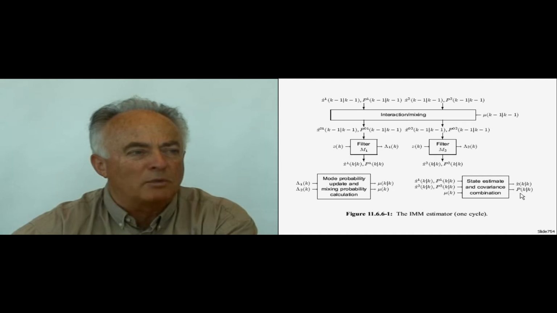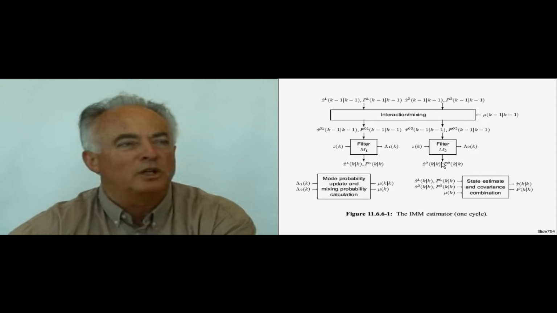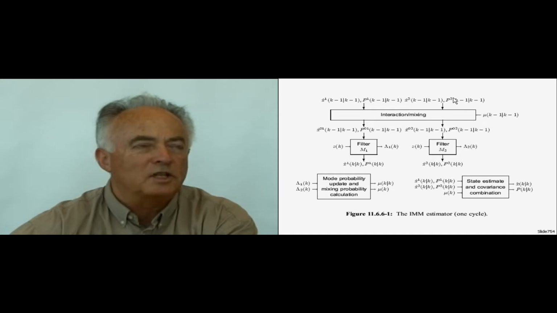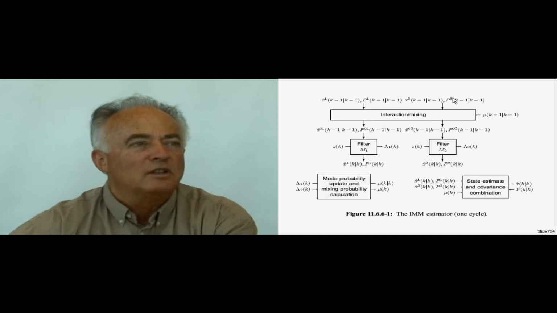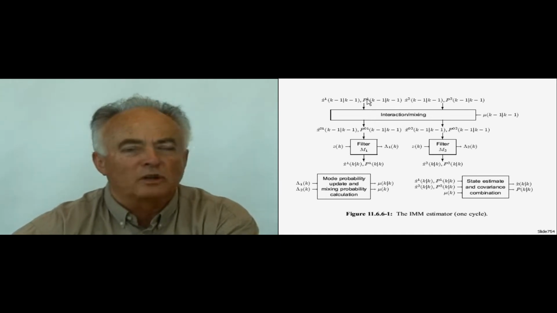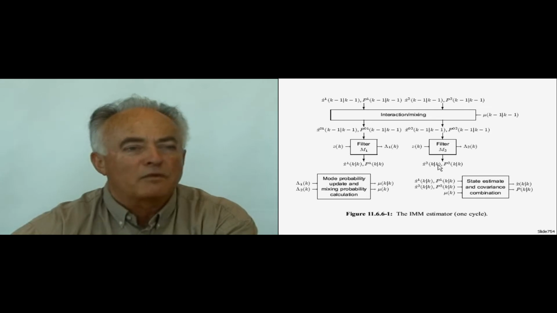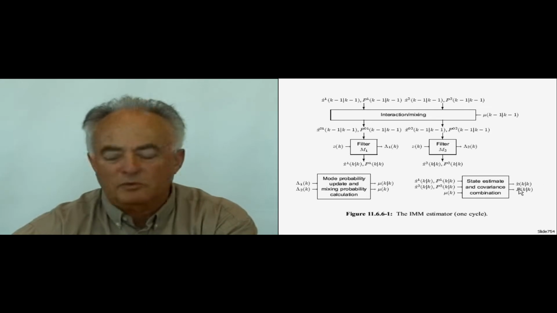The filter operates on the mode-conditioned estimates. You can see you have R estimates for R models, and the previous R estimates are here. They are apportioned to each filter. So you have R estimates, R filters, R estimates. Then finally, there is one estimate for the purpose of output.